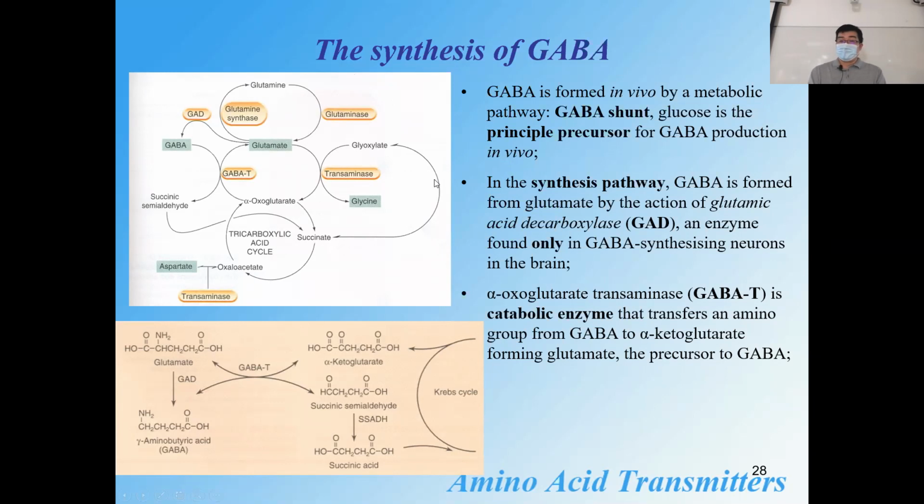Okay. Then how is that actually inactivated? So it's by the alpha-oxoglutaric transaminase, GABA transaminase. GABA transaminase is the catabolic enzyme that transfers the amino group. So you see that from the GABA to the alpha-ketoglutarate, then it will become glutamate. Then that can become the precursor for the GABA again.